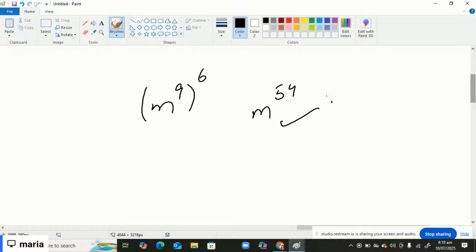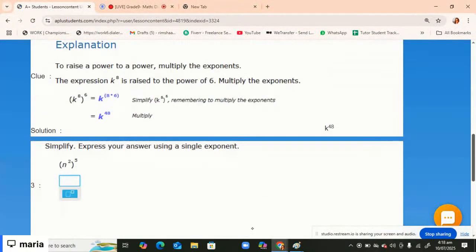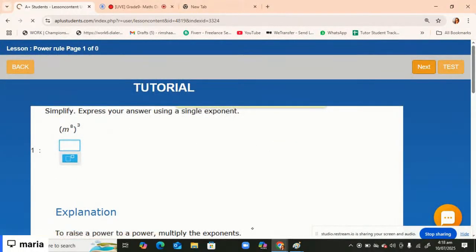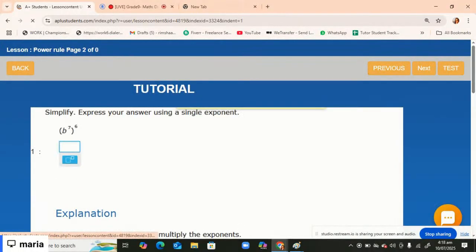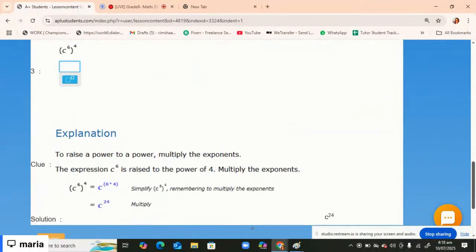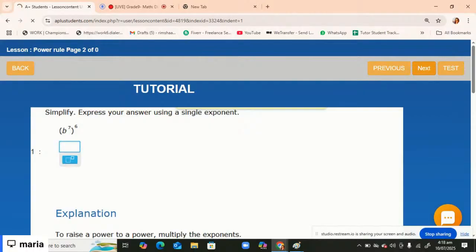This is in the case of a power raised to a power. It's in the form of multiplication, but sometimes it's in the power rule. I think in both, all the power rules are the same. Here they are using different variables, or you can say numbers, but you simply multiply the power raised to the power and then write your answer.